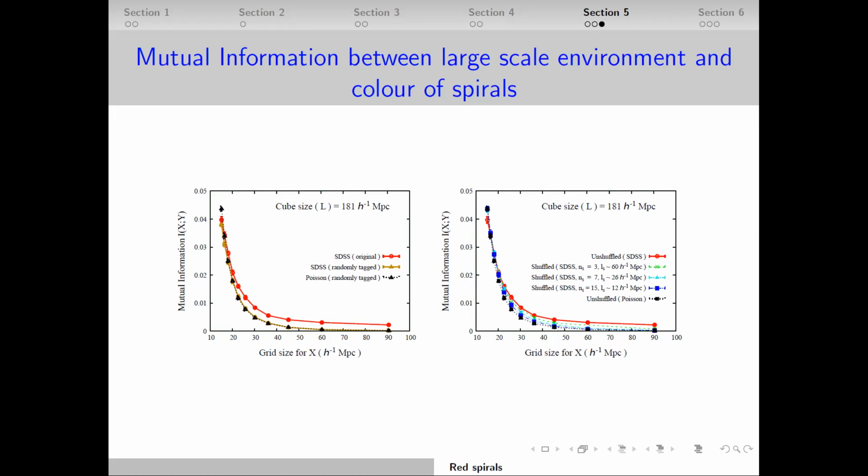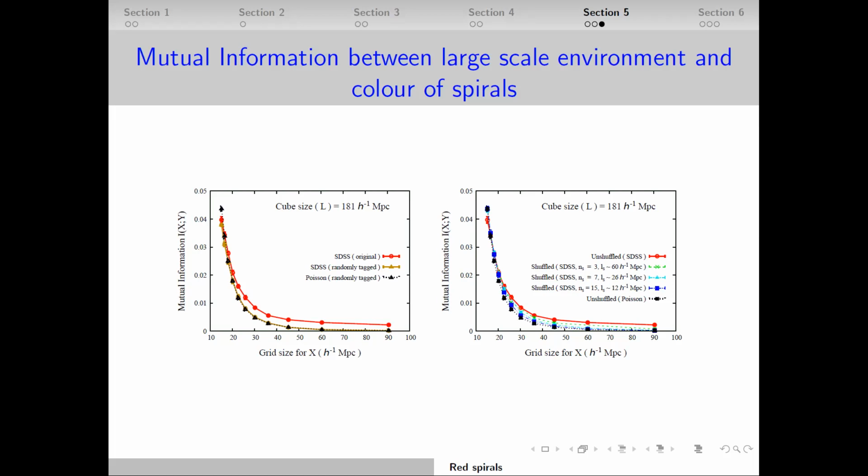Similarly, by keeping the spatial distribution of the spirals in the cubic region intact, we randomly tag the spirals as red and blue in such a way that the total number of red and blue spirals present must be same as that of the original distribution. And we then again calculate the mutual information as a function of length of the subcubes and find that the mutual information decreases with increase of length scales and approaches zero for larger length scale. The result is shown in yellow curve in the left panel.